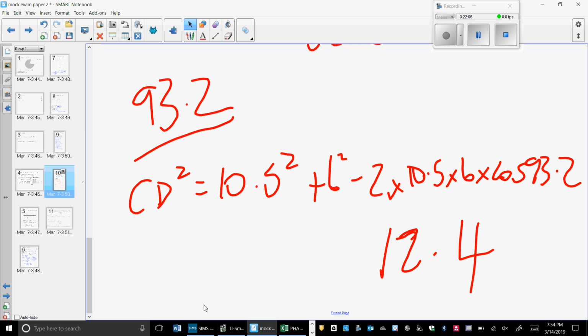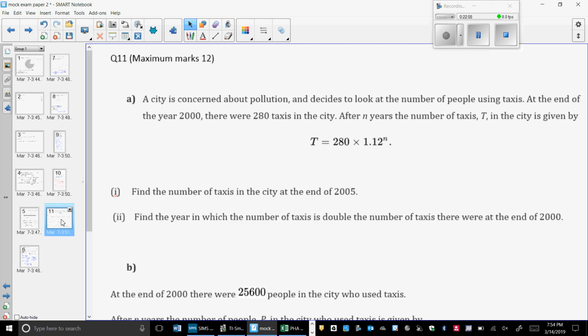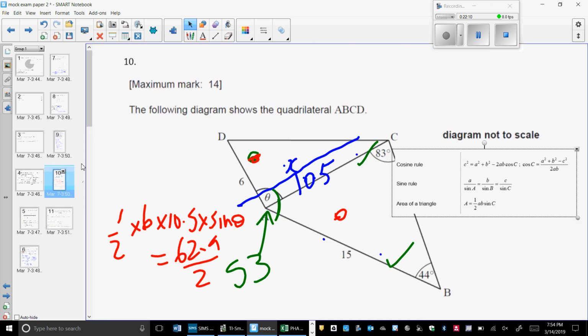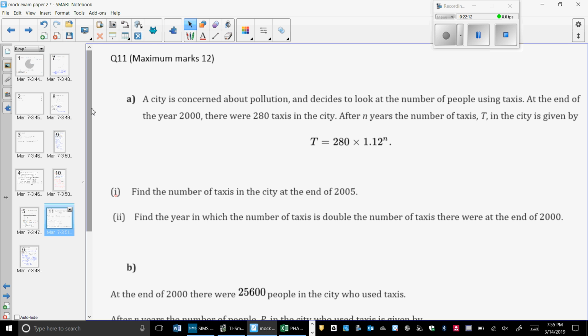And that's centimetres squared. There we are. No, it's not length. Shut up. No, it's a length. Oh, yeah, centimetres. Right, last question. Let's get it done.